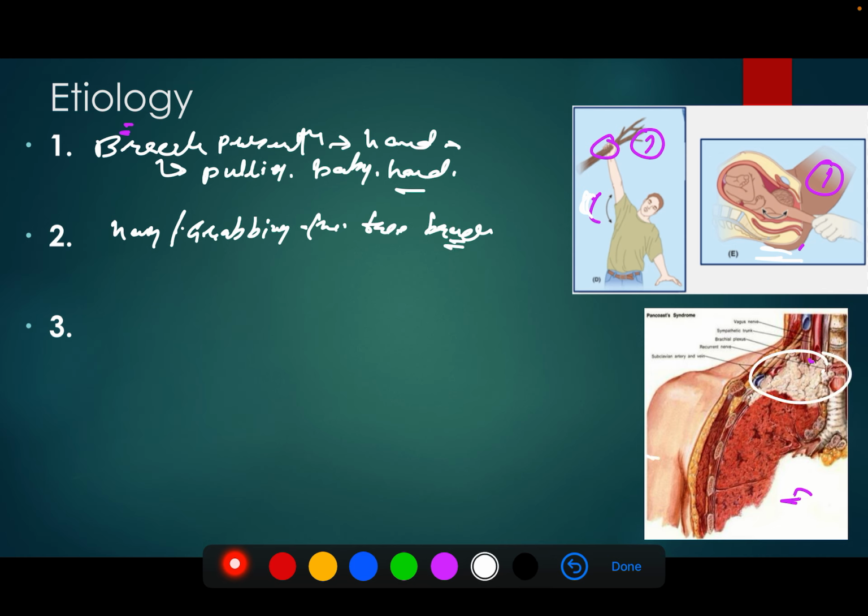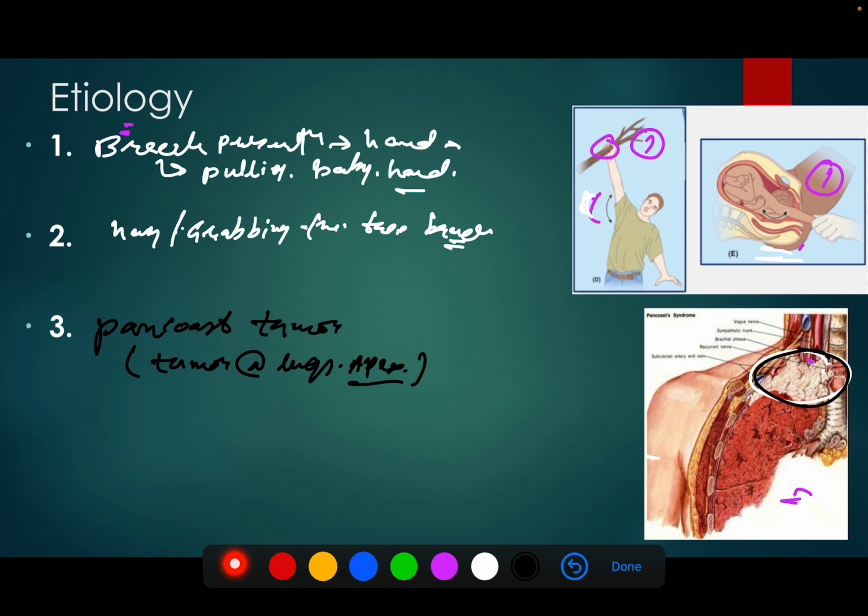So another third point is what? This is, we said, the Pancoast tumor. What is this called? Pancoast tumor. Pancoast tumor means tumor at the lung apex. Okay, so this tumor not only compresses the brachial plexus, it compresses the brachial plexus plus it compresses the vessels as well. Okay, so this we will discuss after some time, as this Pancoast tumor is one of the causes for Klumpke's palsy, right?